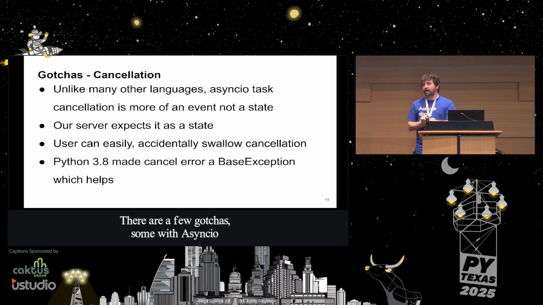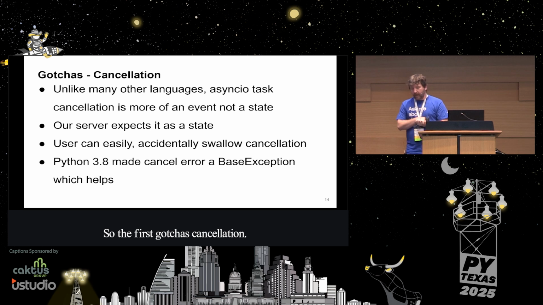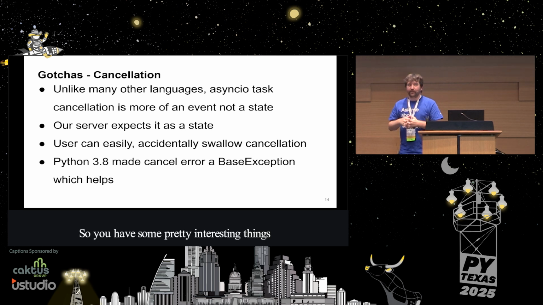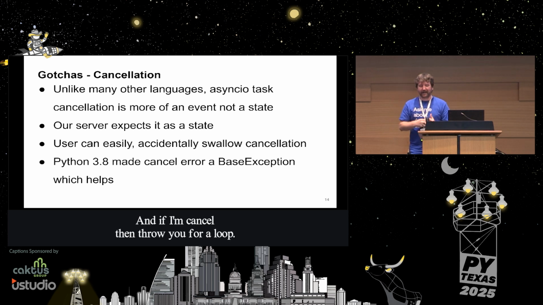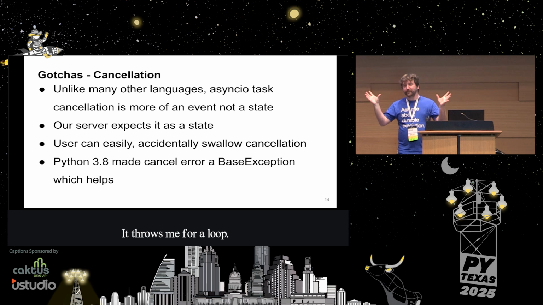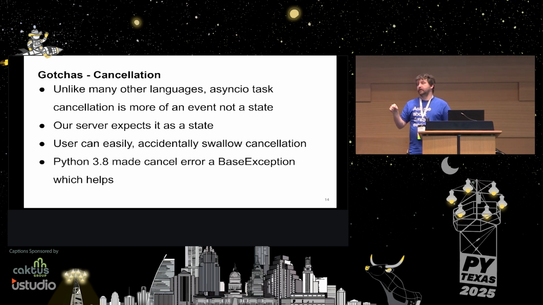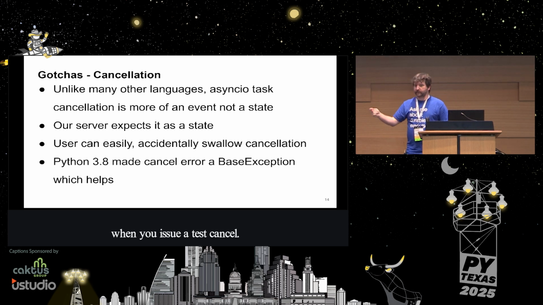There are a few gotchas, some with asyncio and some with what Temporal needs out of asyncio. So the first gotcha is cancellation. The way that asyncio decided to perform cancellation is it decided to do it mostly as an event. So you have some pretty interesting things like concepts of uncancel and cancellation stacks and stuff. And if uncancel doesn't throw you for a loop, it throws me for a loop. So what cancellation does is it essentially interrupts, it raises an exception at the next wait point of the code when you issue a task cancel.